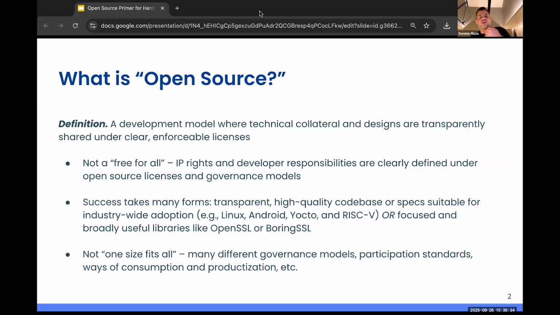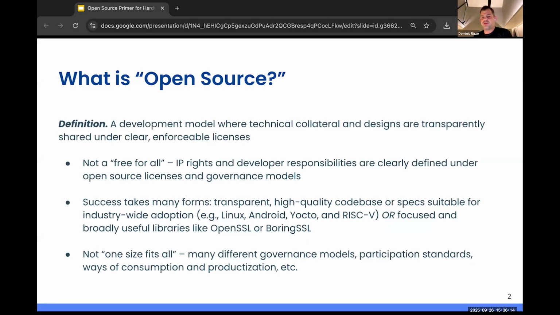So to open, what is open source? It's not a technical thing. It's more of a development model where technical collateral and designs are transparently shared under clear, enforceable licenses. There are a lot of different axes on which open source projects exist. One of the key things is it's not a free-for-all. IP rights and developer responsibilities are all clearly defined in well-run projects under a specific set of open source licenses and different governance models.